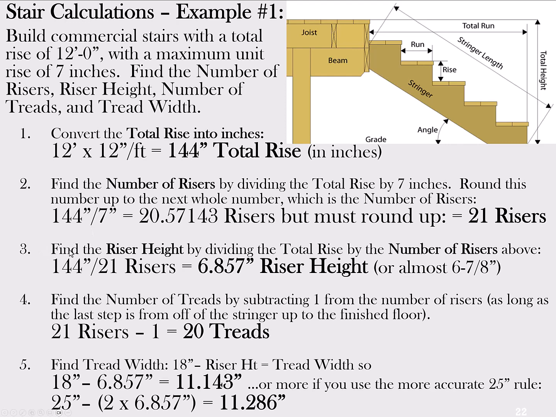Step 3, we're going to take that number, the 21 risers that we found, and plug it back in. So 144 inches divided by 21 risers. We're homing in to find the riser height by doing it this way. So 144 inches divided by 21 gives us 6.857 inches for the riser height. It's almost 6 7/8. It's a little less. But anyways, that's the number. And there were a few more decimal places, but that was close enough. So that's our riser height. That's an important number.